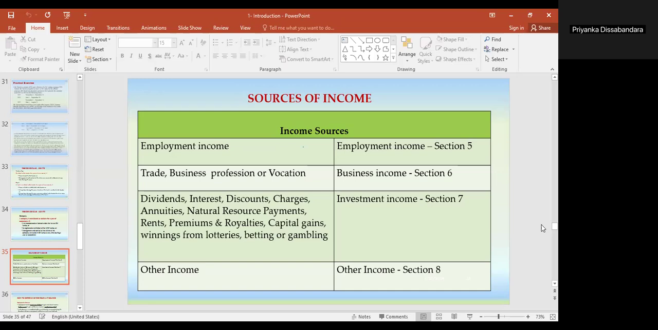Because of that, when we are calculating a company's taxable income, we have to consider only 3 sources. If we calculate an individual's tax liability, then we have to consider 4 income sources.